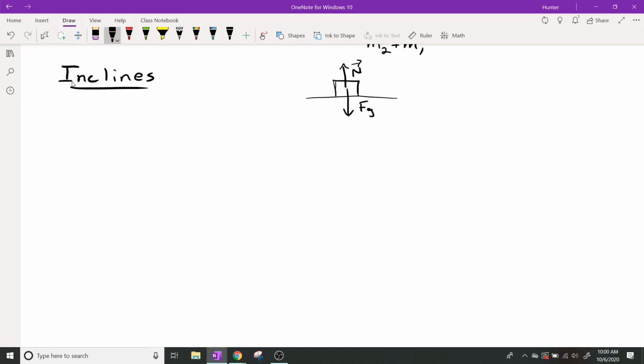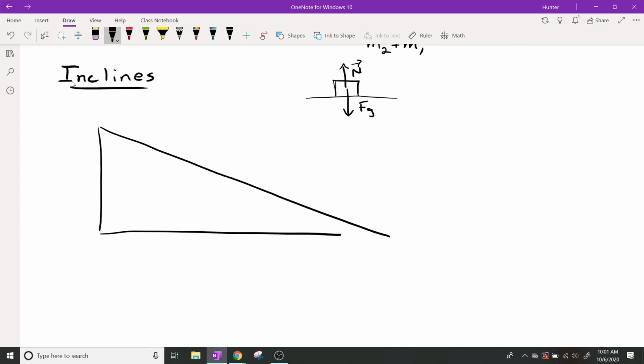Now we're going to make our lives a little bit more interesting, because we were on flat surfaces. Now we're going to be on a ramp. And ramps occur in real life really frequently. So I'm going to put our box on the ramp. Now, what forces do we have acting on this?